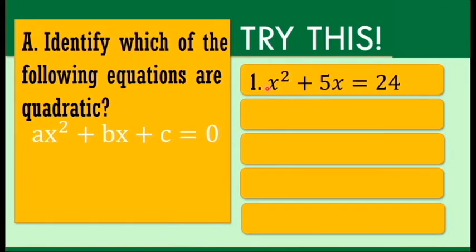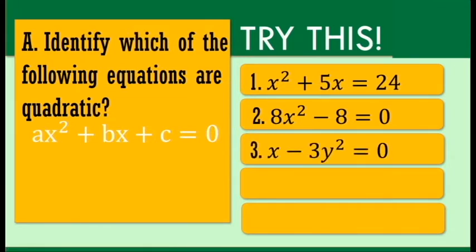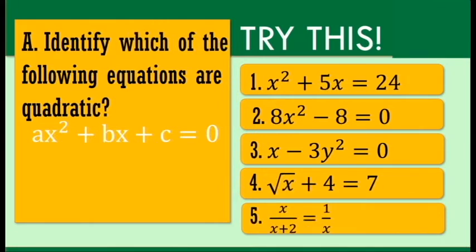Number 1, x squared plus 5x is equal to 24. Second, 8x squared minus 8 is equal to 0. Third item is x minus 3y squared is equal to 0. Number 4, square root of x plus 4 is equal to 7. And our last item, number 5, is x over x plus 2 is equal to 1 over x. So we have 5 items.